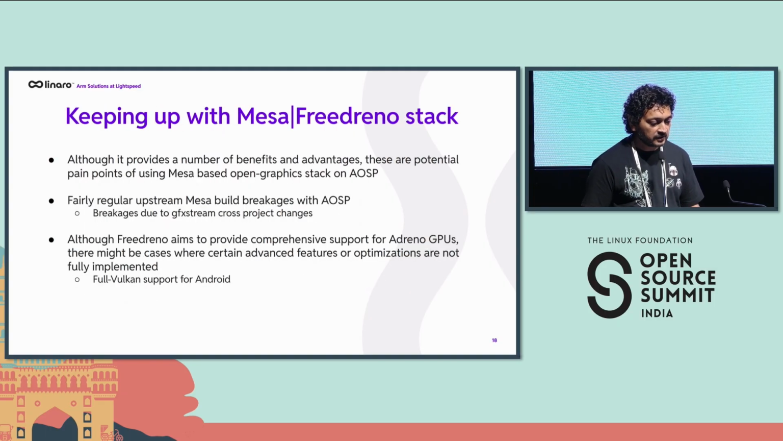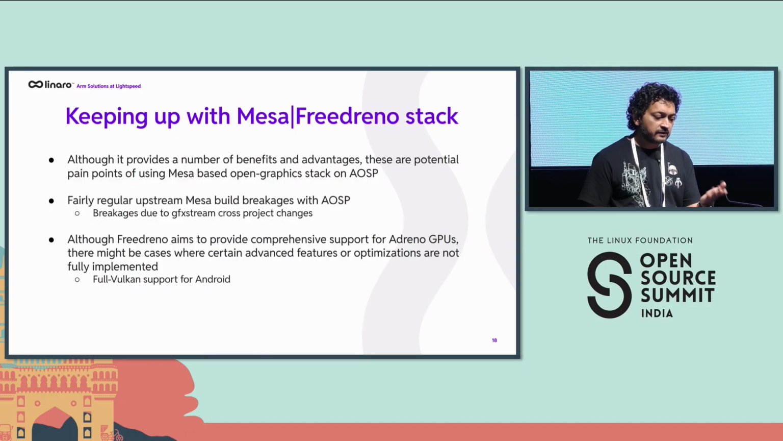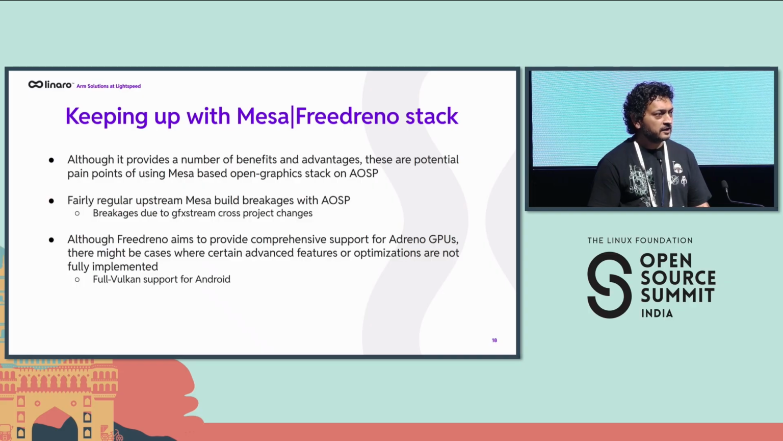The other big project, or the set of projects, that we use or integrate on our dev boards is open graphics, that is Freedreno. Integrating Freedreno in our AOSP builds brings many benefits, and there is no doubt about that. But like any other upstream project of any nature, Freedreno and Mesa have their own limitations and pain points. Starting with fairly regular build breakages with AOSP, we have seen that Google's gfxstream projects and cross-platform changes in different projects can break Mesa builds too.